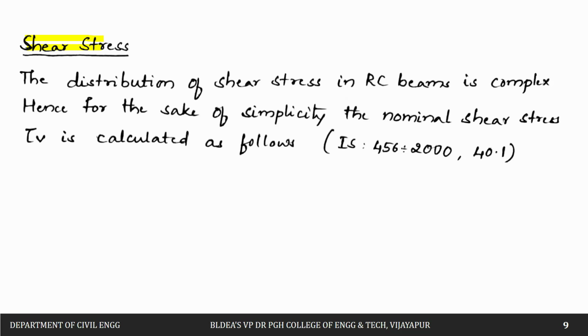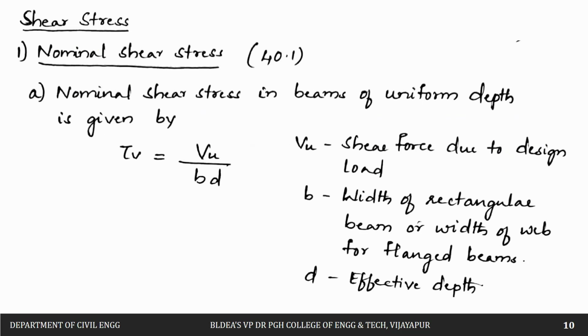We will see the shear stresses. The distribution of the shear stresses in an RC beam is complex. Hence, for the sake of simplicity, the nominal shear stress tau v is calculated as follows. In IS 456, they have given in clause 40.1 how to calculate the shear stresses. First one is nominal shear stress, given in clause 40.1 of IS 456 2000.